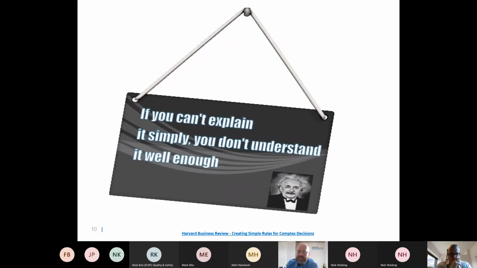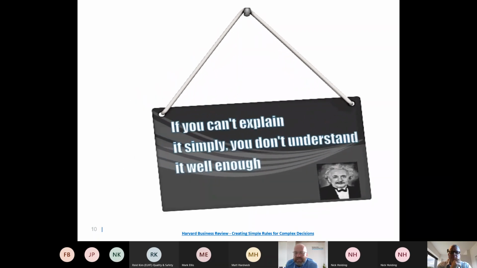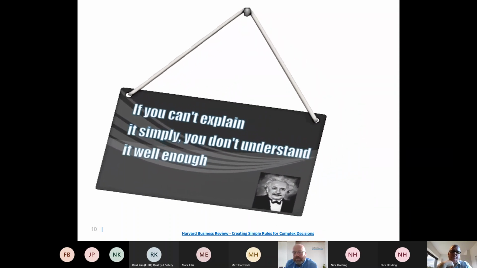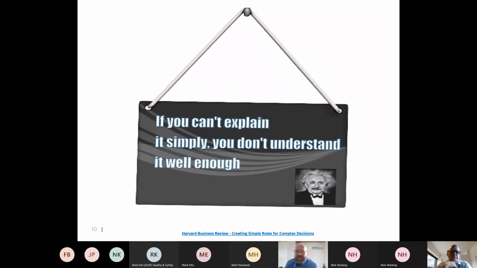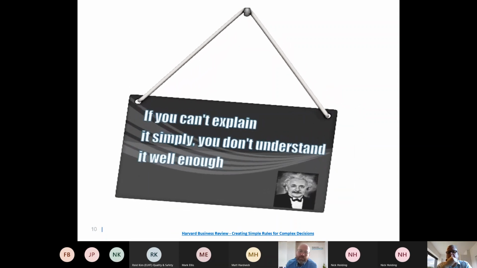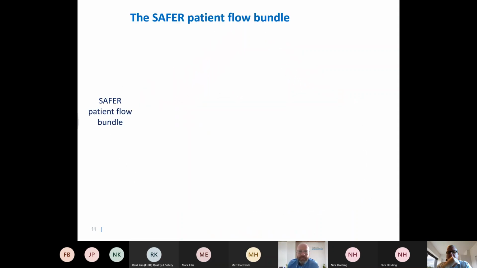Oversimplifying complex systems is the wrong thing to do, but the literature suggests that by going through a phase of really understanding and exploring the complexity of what we're dealing with and really working through that, and then coming to simple rules, we can put some order into what may seem like chaos at times.